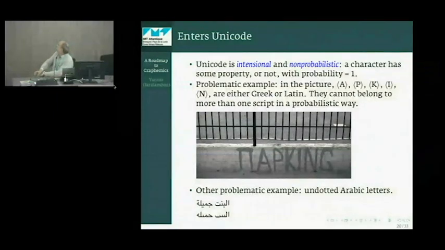And same problem with undotted Arabic. So yesterday we heard about undotted Arabic. And my question is, how do we encode this? Well, we can give an obvious interpretation, al-bint jamilatu. So the girl, the girl is beautiful, but there may be other interpretations, and there may be a probabilistic approach, that this letter has 80% probability of being this, 20% of being something else.